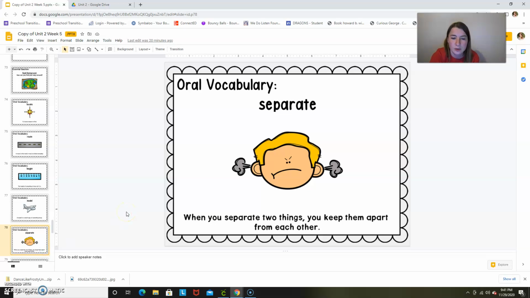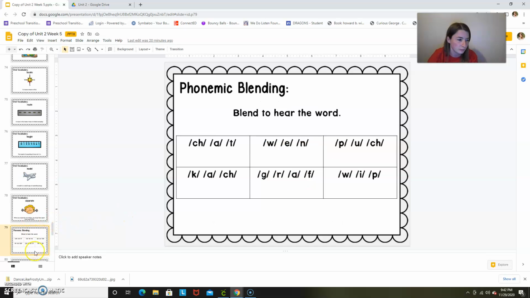Separate. When you separate two things, remember you keep them apart, right? So we talked about yesterday keeping a dog and a cat separate. What's something else that you keep separate? Sometimes if you're fighting with your brothers and sisters or cousins, you have to keep separate. You have to separate yourselves for a little bit to cool down.